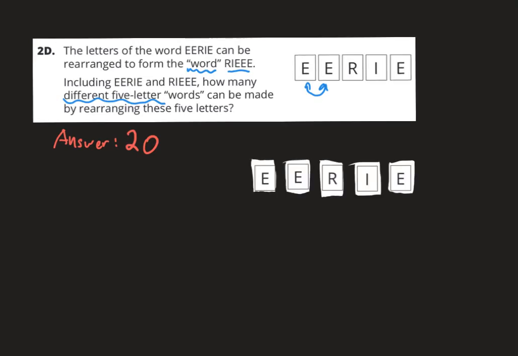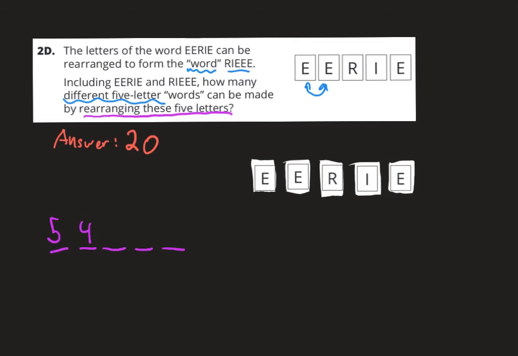So this problem has two parts to it. There's a trivial part, and then there's the tricky part, or the twist. The trivial part is just up here at the beginning. It says, how many words can be made by rearranging these 5 letters? So you've got 5 spaces, right? For the first space, you have 5 choices of letters: E, E, R, I, or E. Great. Once you've used that, now you have 4 choices of letters: E, R, I, or E.